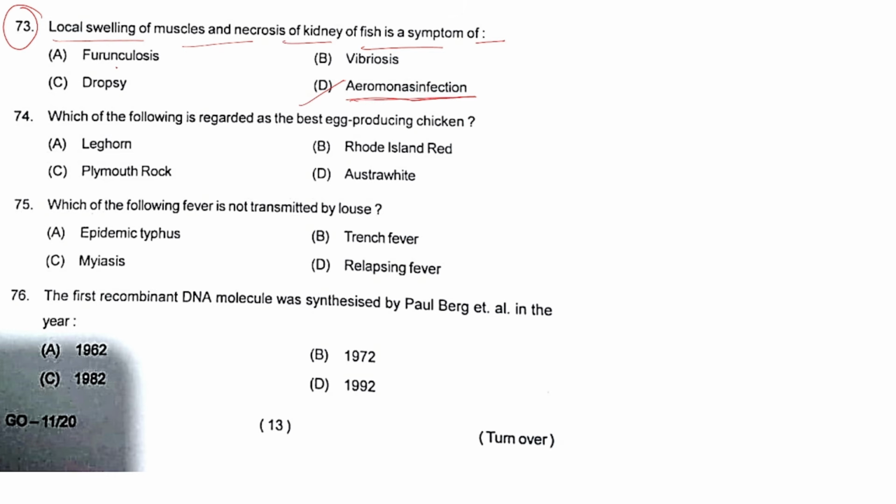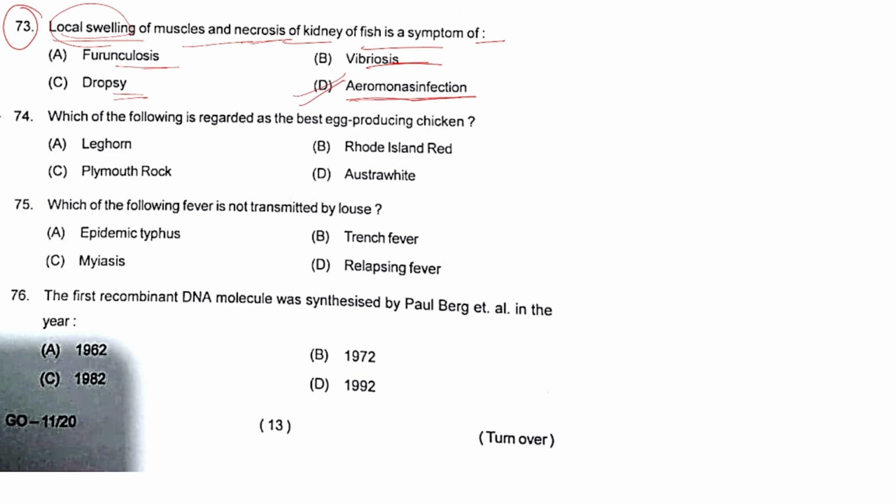What are the others? Let me tell you. Furunculosis: boil-like lesions are present in the fishes. Second one is vibriosis. Vibriosis is a hemorrhagic disease. So third option is dropsy. Dropsy means there is fluid accumulation. It is asking about local swelling. The local swelling and necrosis in kidney is option D.